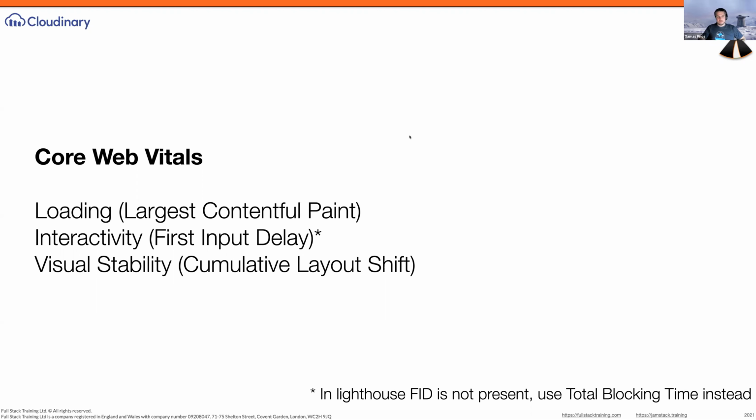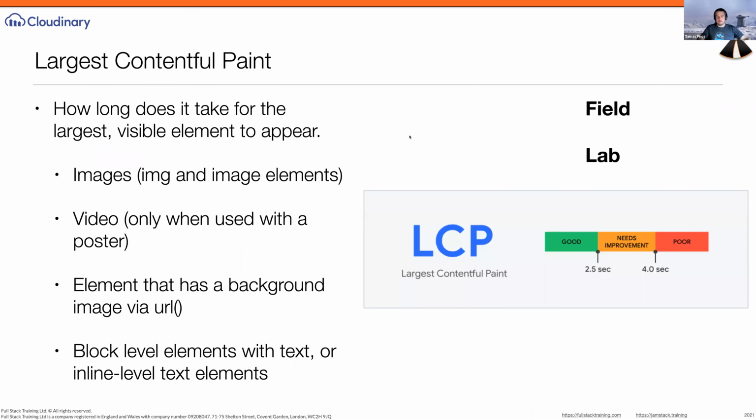And the last web vital is visual stability: how much the content on your page jumps around. To measure this, they are looking at a metric called cumulative layout shift, or CLS for short. So we're going to take a look at these individually and understand a little bit about them and what they do.